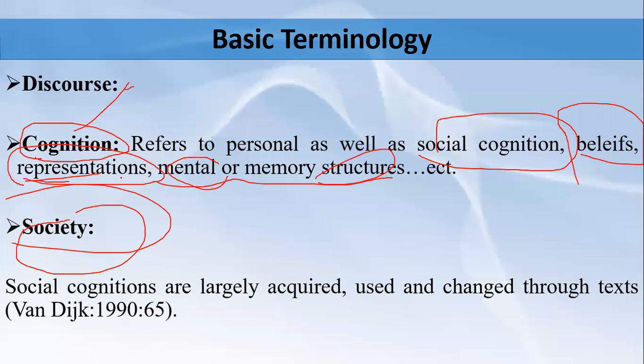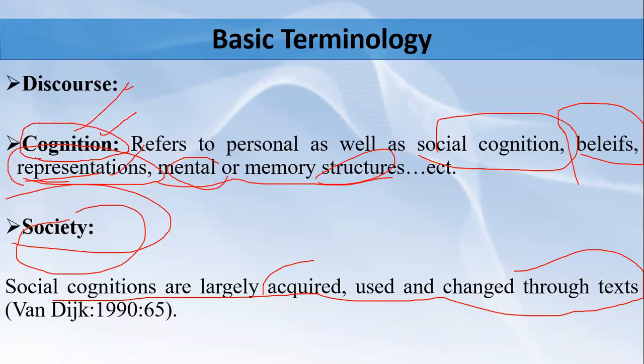Fine, that is personal, that is subjective, or the knowledge which we share with the other individuals of society. All this knowledge is stored in our cognition, in our memory, and this is what we call cognition. Now, according to Dijk, social cognitions are largely acquired, used, and changed through text. With the help of discourse, we acquire cognition like beliefs, representations of the world.